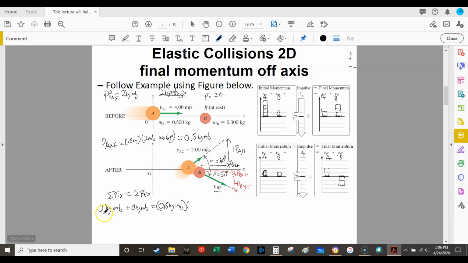Right? Well, if this is 2 over here, and this is 0, so this side has to be 2. So this is going to be 2 kilogram meters per second. This has got to be equal to 0.5 kilogram meters per second plus the x direction of P_B,x final, which has to be the rest of this 2, which is going to be 1.5 kilogram meters per second. Okay? So that means it's got to be 1.5 kilogram meters per second.